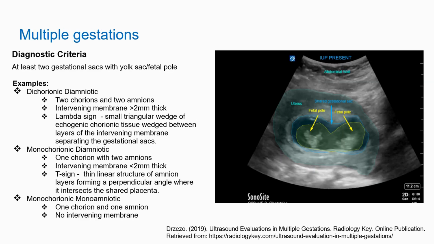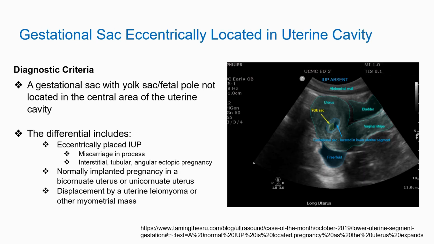Multiple gestations are defined as at least 2 gestational sacs with respective yolk sacs and fetal poles, and below we describe some examples of multiple gestations. An eccentric location of a gestational sac is defined as when the yolk sac or gestational sac is not located in the central area of the uterine cavity, and this can indicate either an interstitial or cervical pregnancy. These particular findings indicate that further management is required.